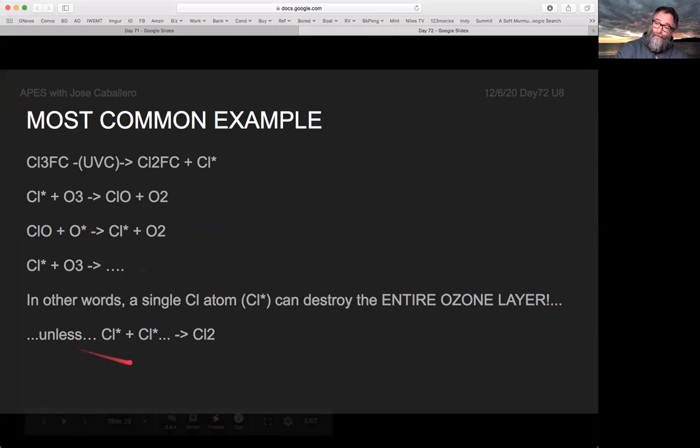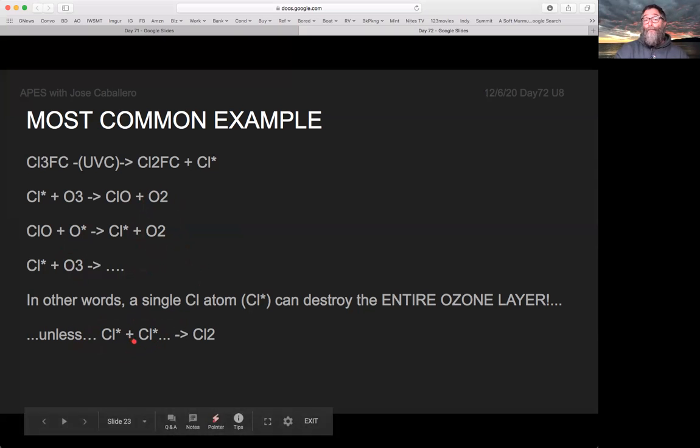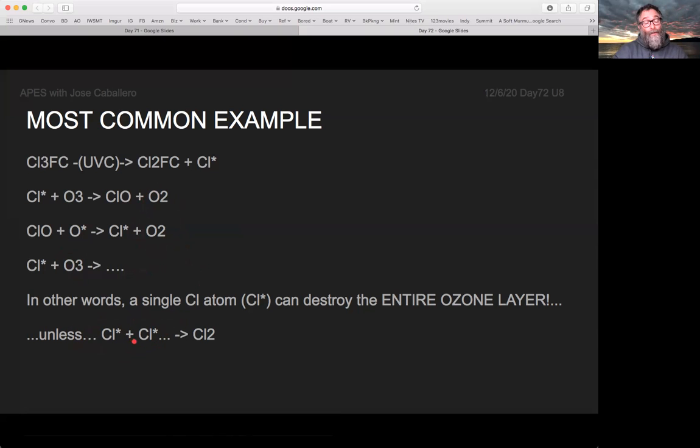Unless, of course, a single chlorine happened to bump into another single chlorine and then they could get together. That would be the end of ozone depletion. If we wait long enough, ozone depletion will eventually stop because chlorine atoms will eventually find other chlorine atoms. But that can take a long time. A single chlorine atom can last in the atmosphere for 1 to 12,000 years. So it's kind of sketchy when there's a lot of chlorine up there.